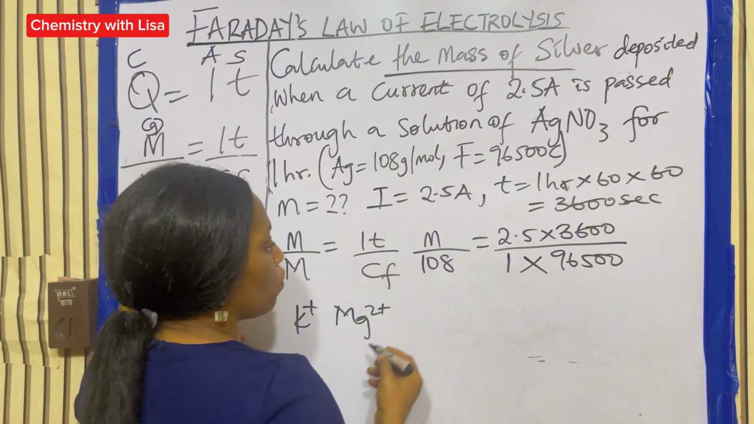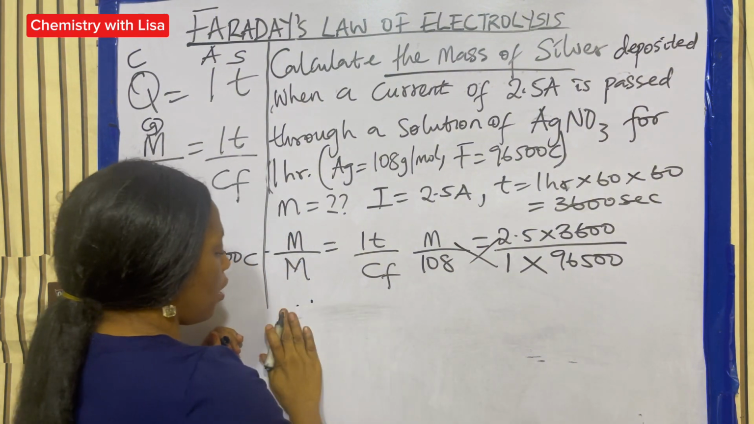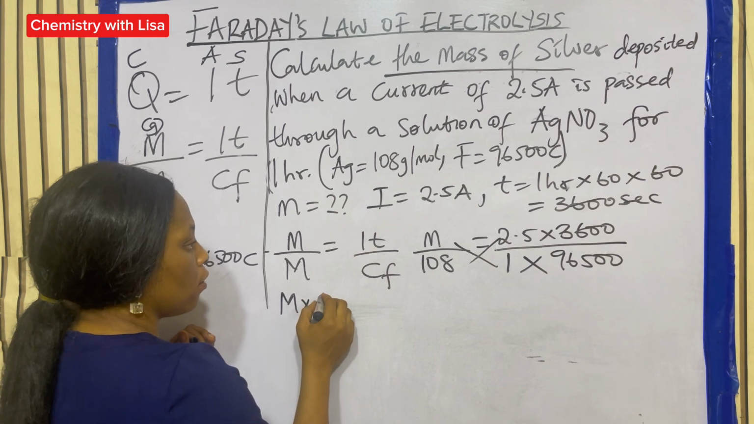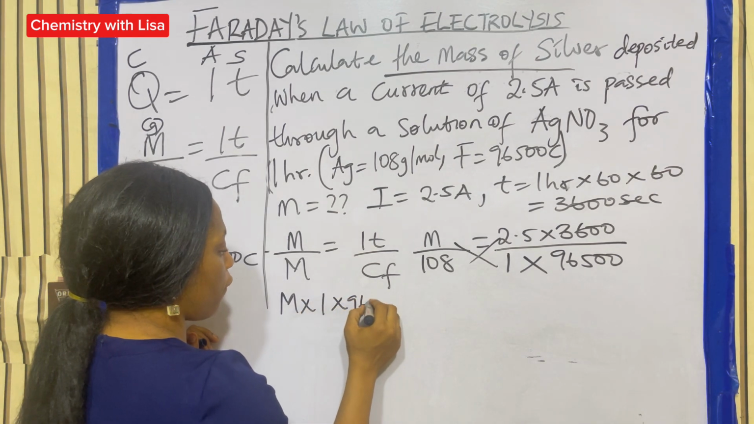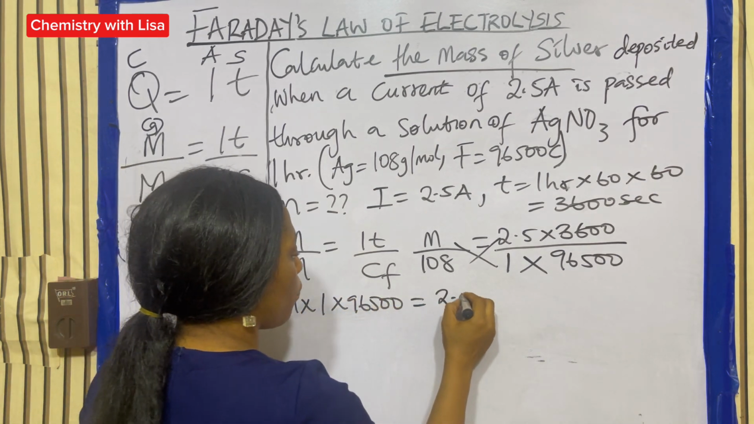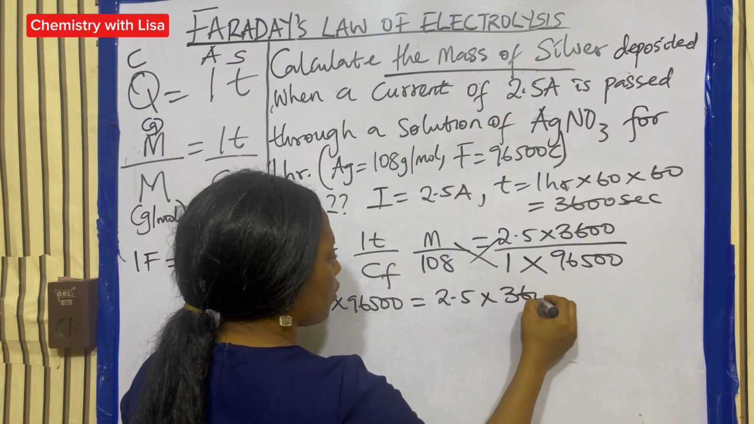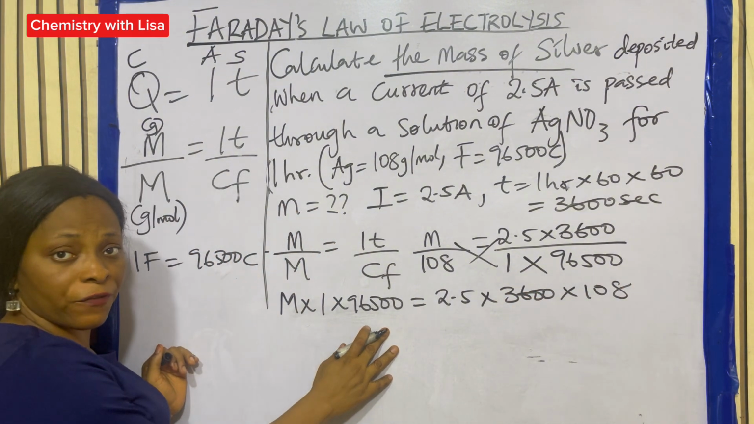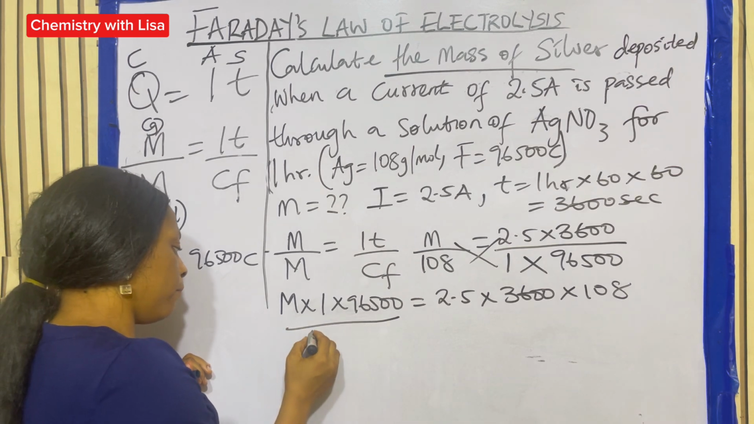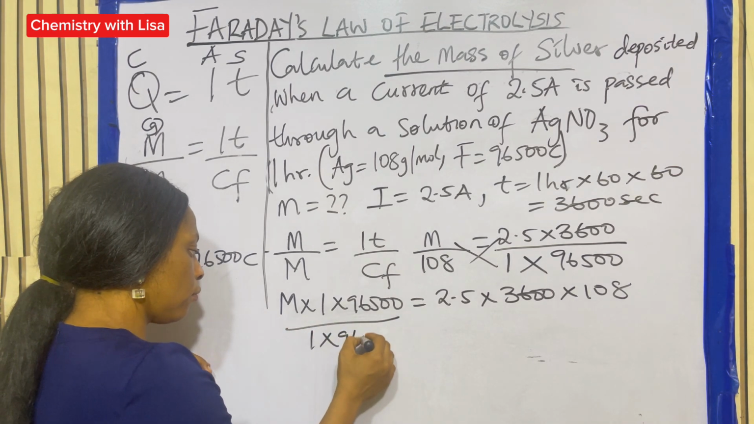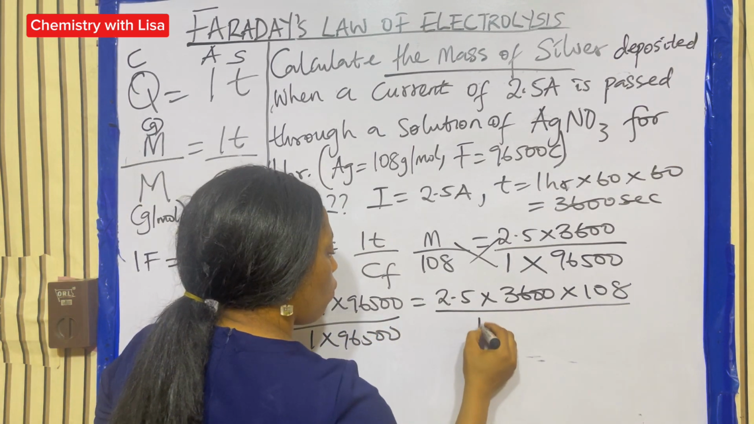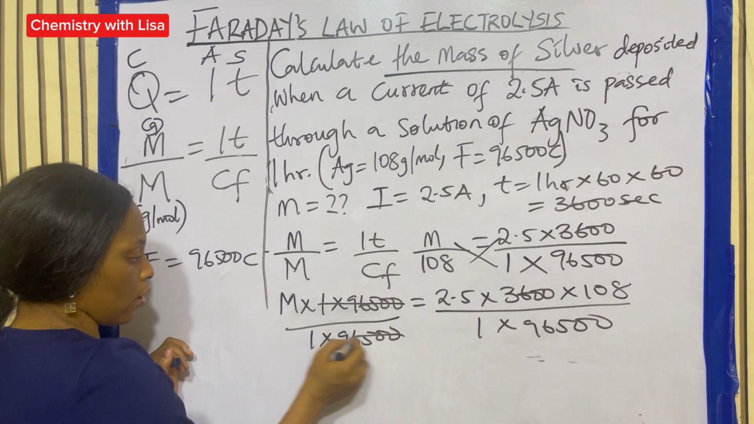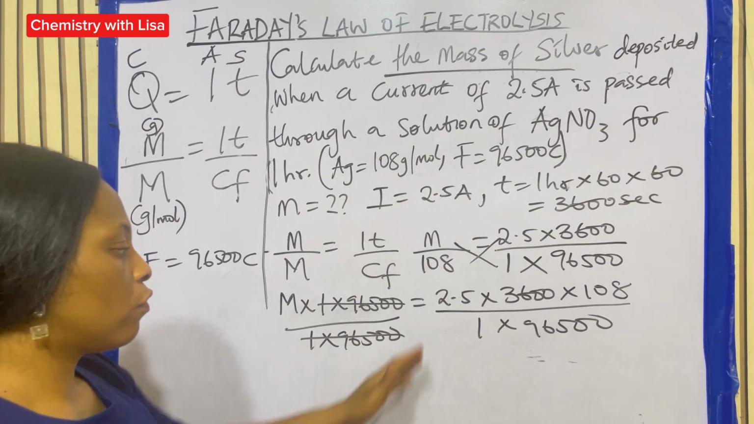Okay, so we are going to cross multiply. And when we cross multiply, what do we have? M times 1 times 96,500 is equals to 2.5 times 3,600 times 108. So we are going to divide by the coefficient, 1 times 96,500. This is going to cancel out this, and we are going to multiply this.